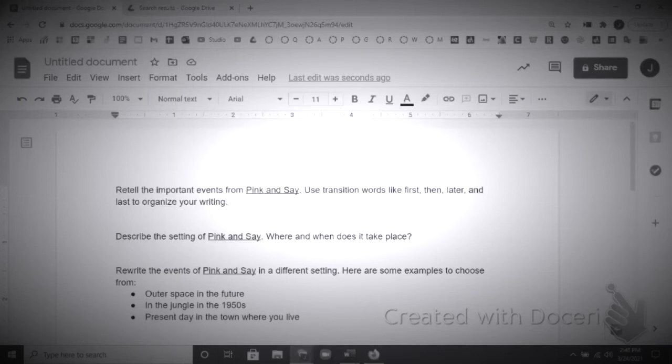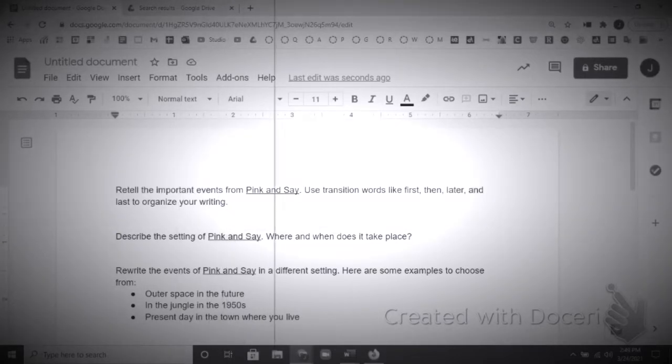Hello! We're going to be doing a model of what you'll do today with the story of Hilda and the Troll. I'm going to use Pink and Say. My first thing that I need to do in my assignment is to retell important events. What we're trying to do is show how the setting and the events of the story go together. So let's talk about the events.